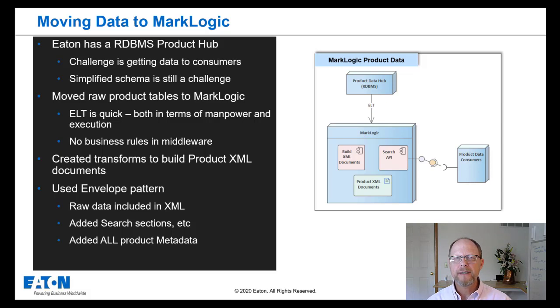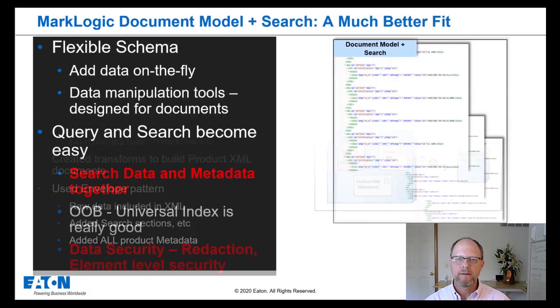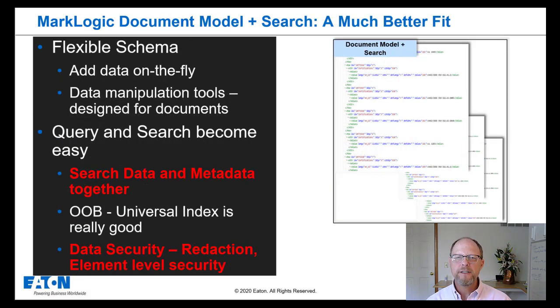And we did some other things because we could. We added a search section, for instance, and we also added all the product metadata. So now we're not talking about just the values, but also the labels, more information about languages or units of measure. All that's in there. So we've got one document now for each product that holds all the information we need. So this is a much better fit.